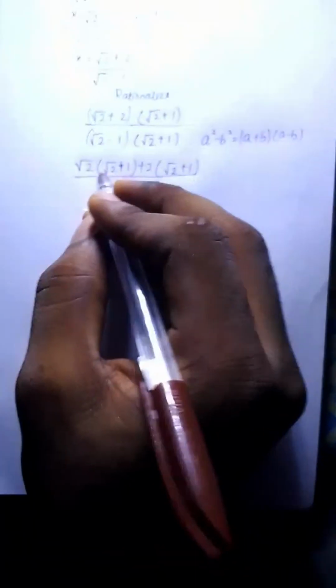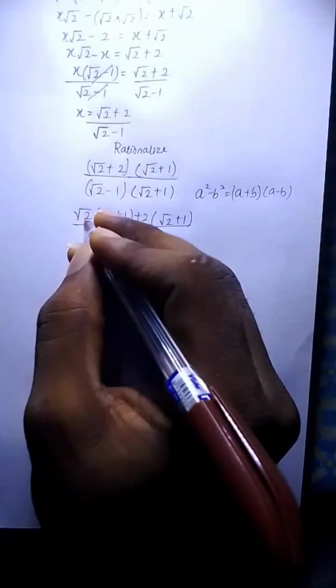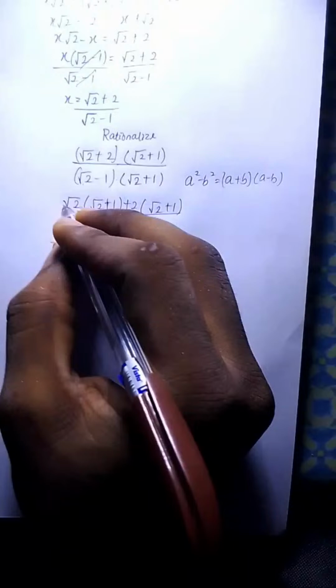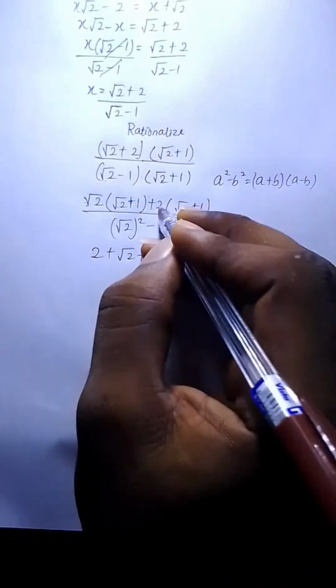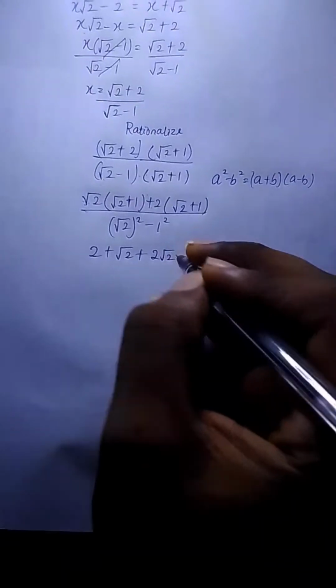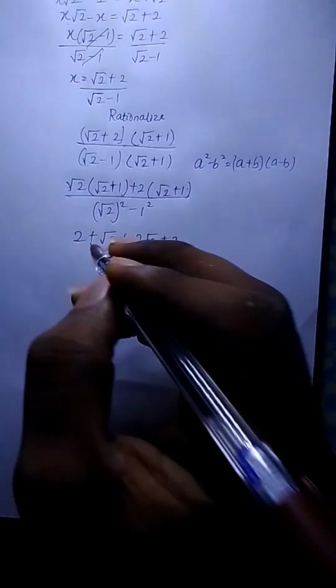So what are we now doing here? Now what we're going to do is to expand this bracket. Root 2 times root 2 is root 4, which is going to give us 2, since the square root of 4 is 2. And then we have plus root 2 times 1, which gives us root 2. And then we have plus 2 times root 2, which gives us 2 root 2. And then we have 2 times 1. Over, then square cancels square root, so we have 2 minus 1 squared, which is 1.